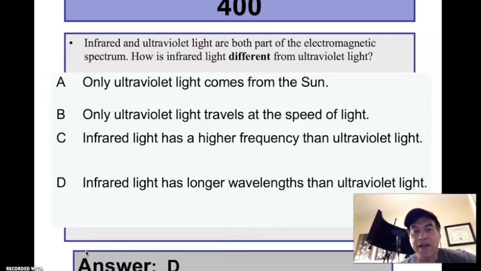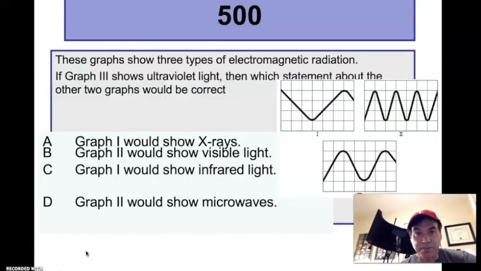Answer is D. Infrared light, remember, has a longer wavelength. So remember, when you're moving from radio, it is larger in wavelength. As you move to the opposite end, the wavelength becomes smaller. The frequency is actually going to become greater as you move to smaller waves.